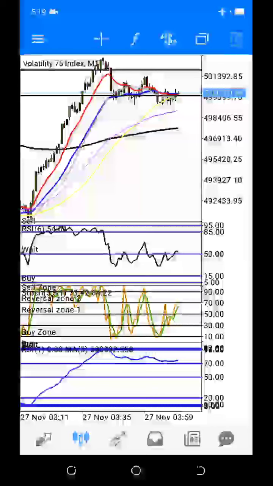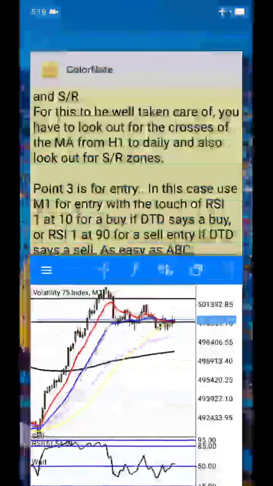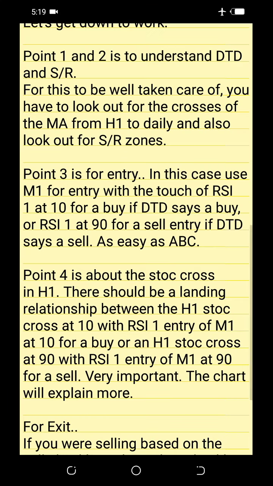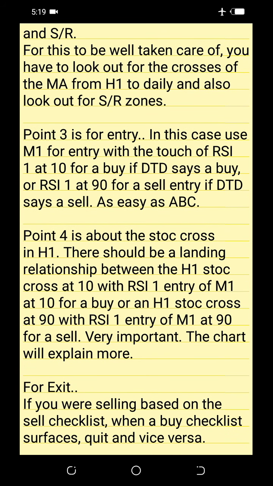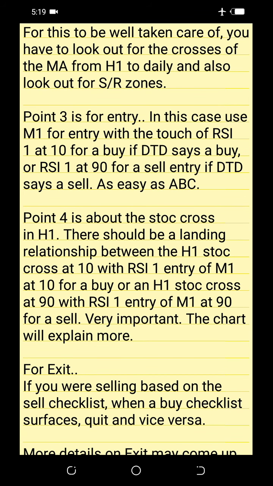Another important thing is you make an entry also. Let's go back. Now, let's look at point 4. We're coming back to entry, but look at point 4. Point 4 is there should be a landing relationship between the H1 stock cross. So the relationship, like I've showed you, has occurred. And that's why we had a buy. Now, look at it for a sell.